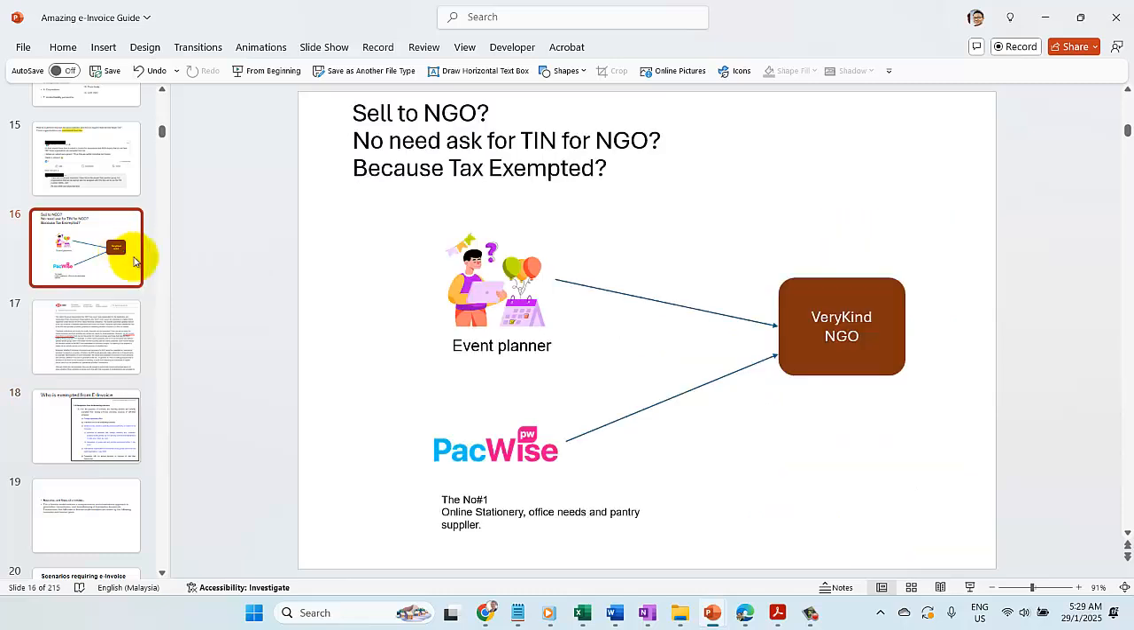The same goes if you sell to a government. The government is not required to issue e-invoice, but do you need to issue e-invoice to the government? The answer is yes. You also need to issue to the government. Although the government does not need to issue e-invoice to you, you need to issue an e-invoice to inform the IRB that you sold something to the government. That's it. Thank you.